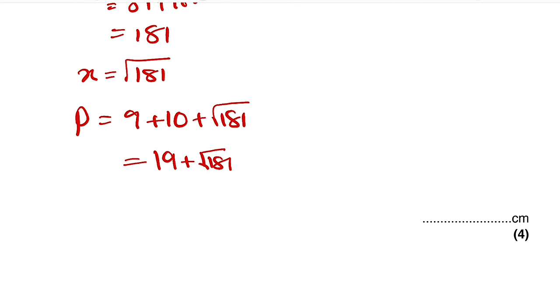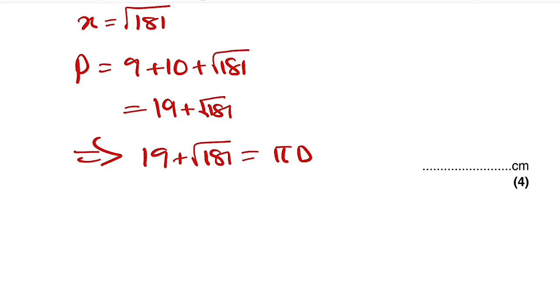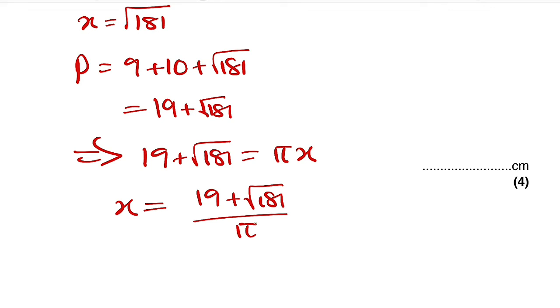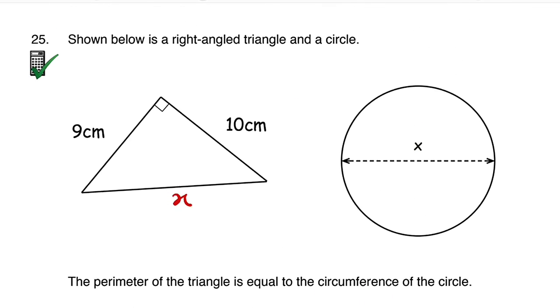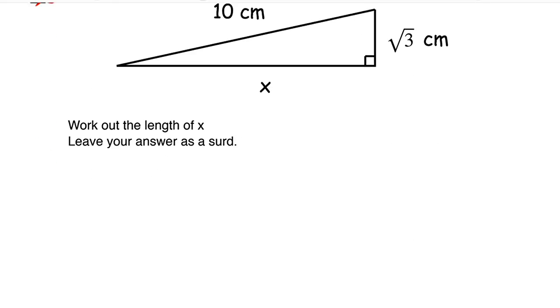So this implies that 19 plus square root of 181 is equal to pi d. Remember we are looking for d, which is x, right? So you divide both sides by pi. X will be equal to 19 plus square root of 181 divided by pi. And this will be approximately equal to 10.33 cm. Is it in centimeters? Yes. So this is what we have.